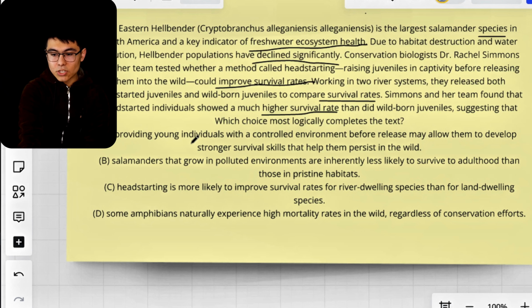Providing young individuals with a controlled environment before releasing them may allow them to develop stronger survival skills that help them persist in the wild.